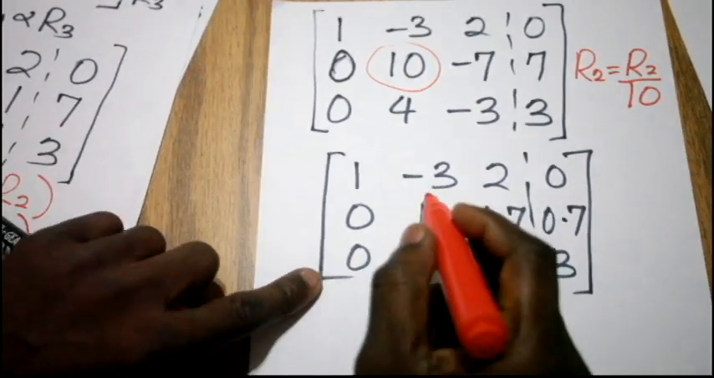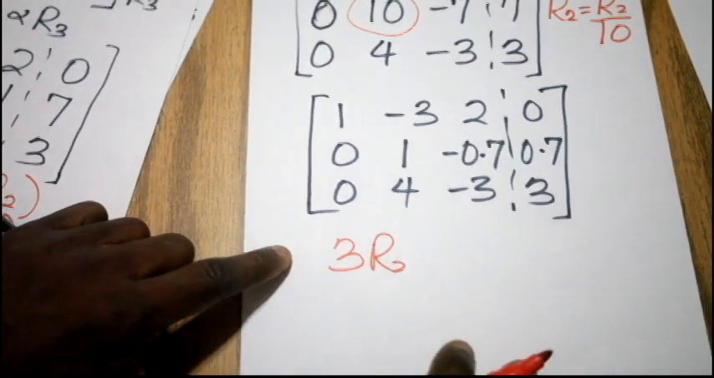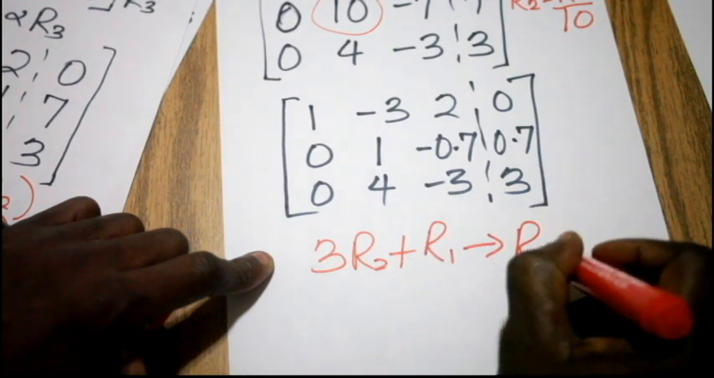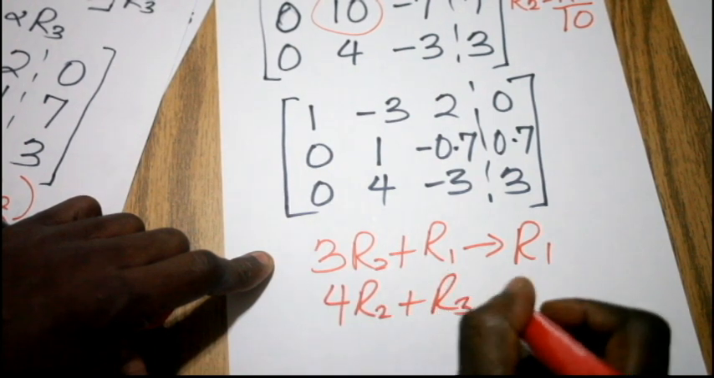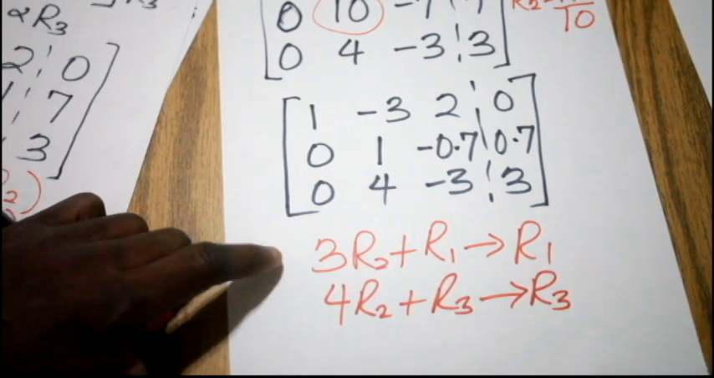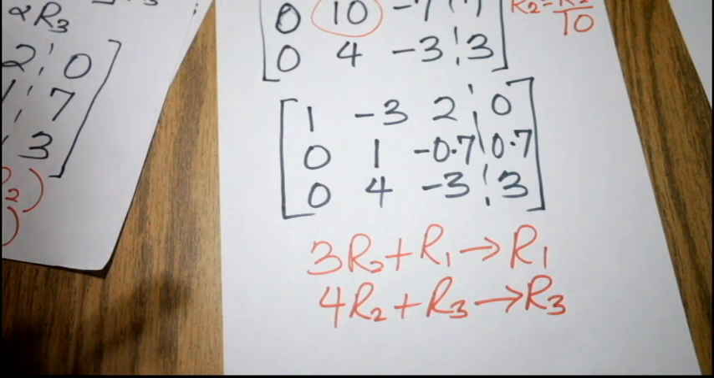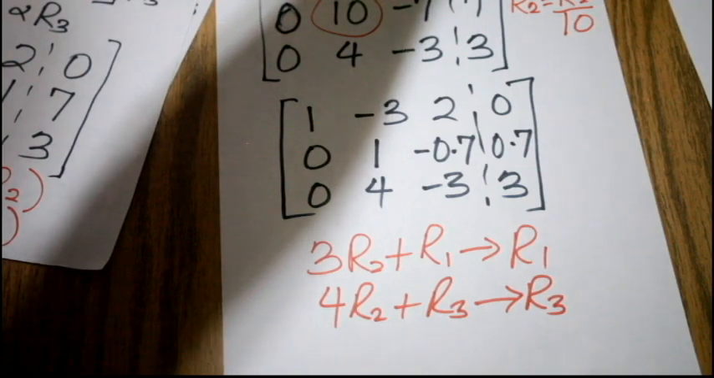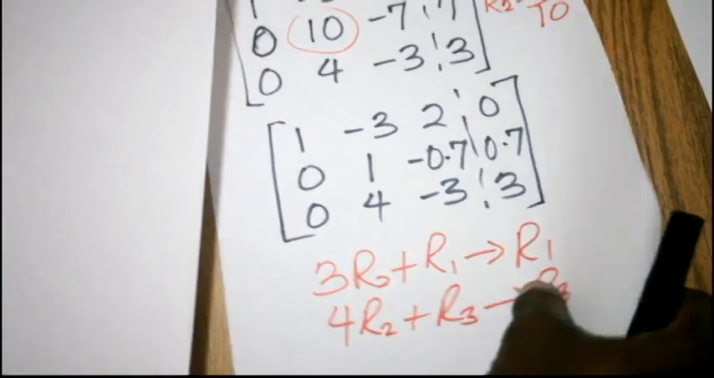So I will have 3R2 plus R1 equals the new R1. I have 4R2 plus R3 equals the new R3. So that is what I'm going to use to reduce row 1 and row 3, column 2, into zeros. So now I'm going to use this.